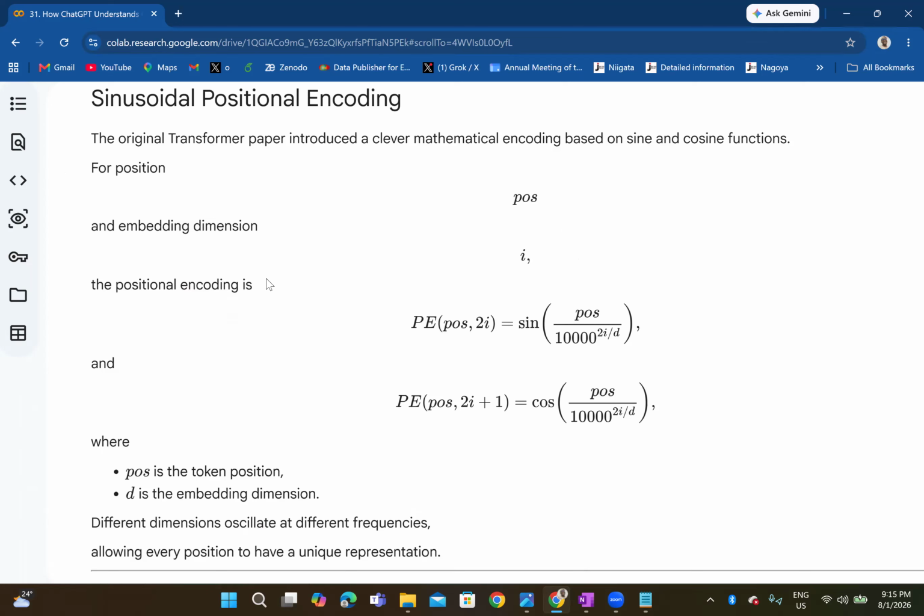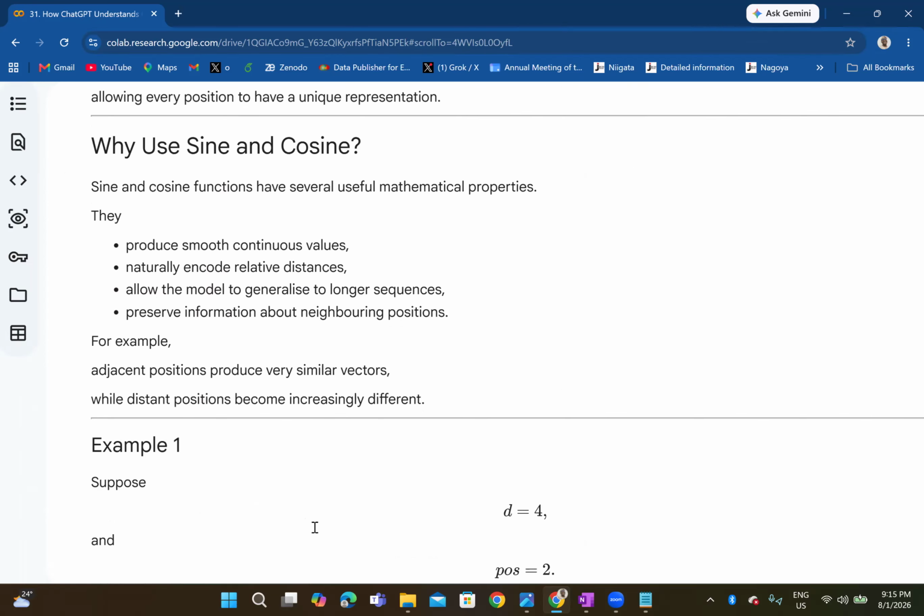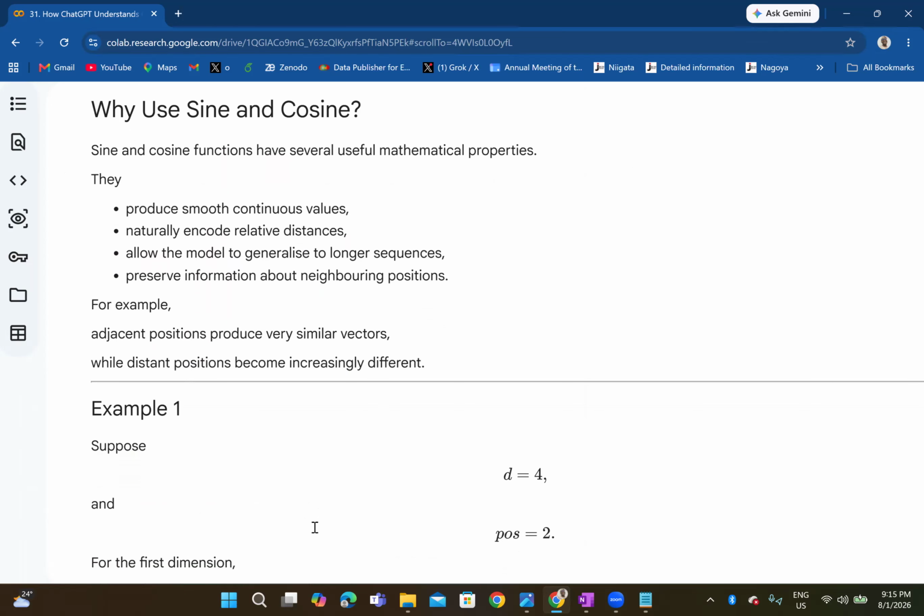So the positional encoding is PE(pos, 2i) = sin(pos / 10000^(2i/d)), and for odd positions, PE(pos, 2i+1) = cos(pos / 10000^(2i/d)), where pos is the token position and d is the embedding dimension. Different dimensions oscillate at different frequencies, allowing every position to have a unique representation. Now, why do we use sine and cosine?